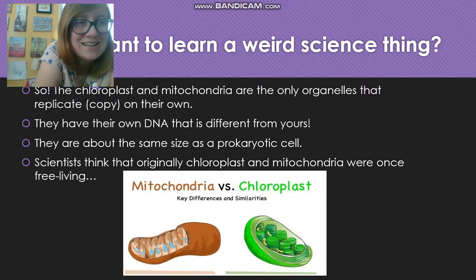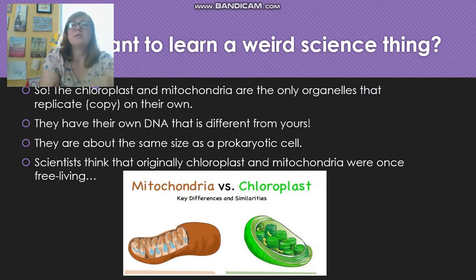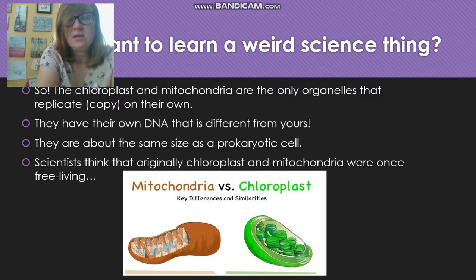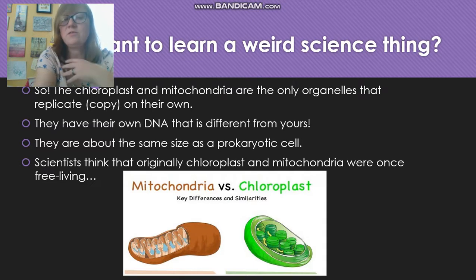Hey, do you want to learn a weird science thing? Well, if you didn't, you're going to. Okay, so the chloroplasts and mitochondria are the only organelles that replicate, which means copy, on their own. So they're not directed to copy. They just do that when they feel like it. So the word for that is autonomous. They have their own DNA that's different from your DNA. Like the DNA in my mitochondria is the same as my mother's and her mother's. Interesting. And it's not the same as my DNA.